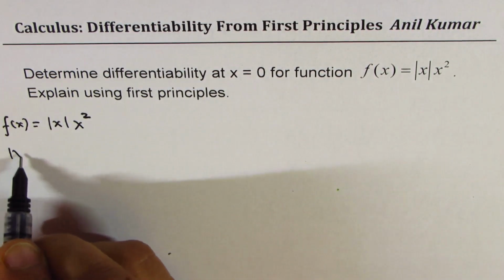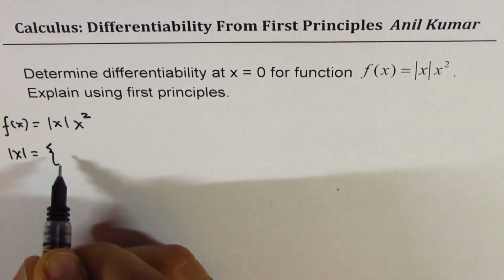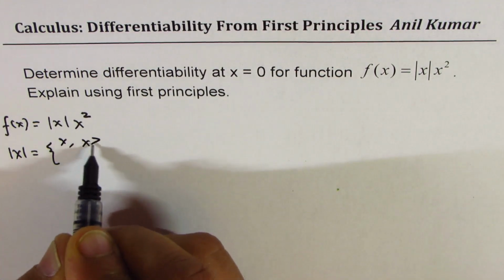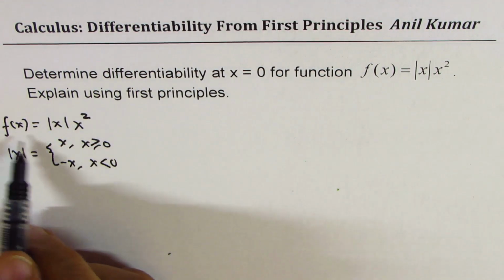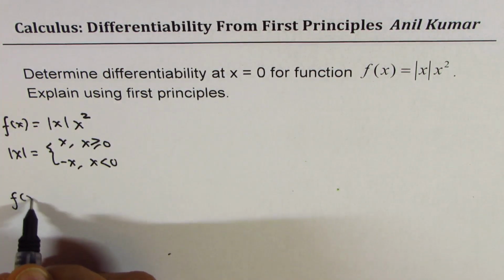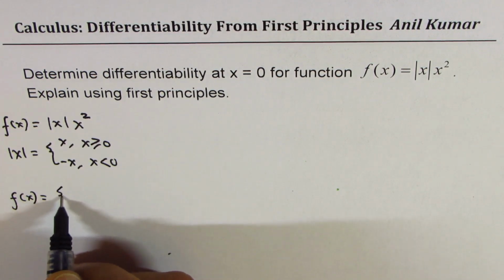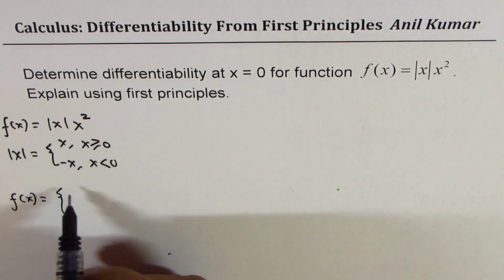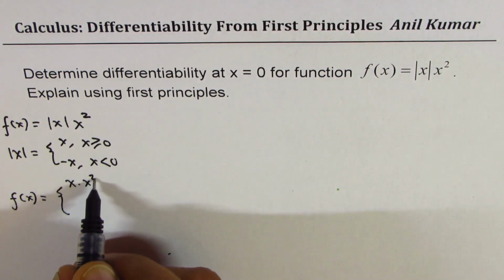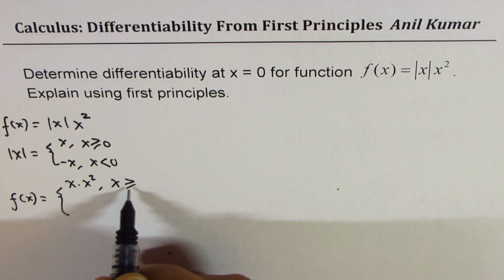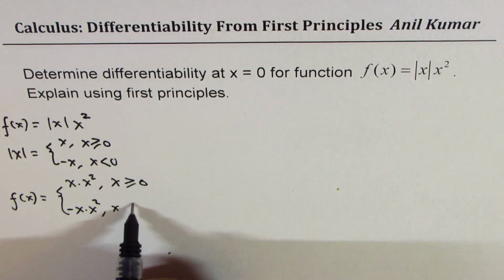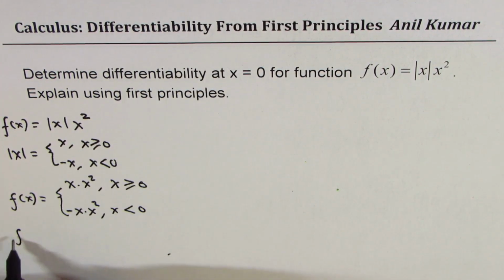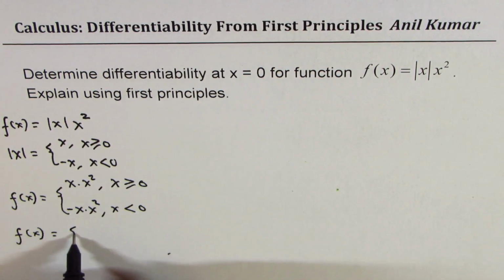Now as you know, absolute value of x is equal to plus x when x is greater than or equal to 0, and minus x for x less than 0. We could write this function as a piecewise function, correct? So I could write this as x times x squared for x greater than or equal to 0 and minus x times x squared for x less than 0, or the function can be written as cube root, right?